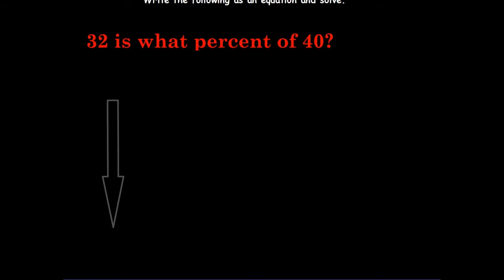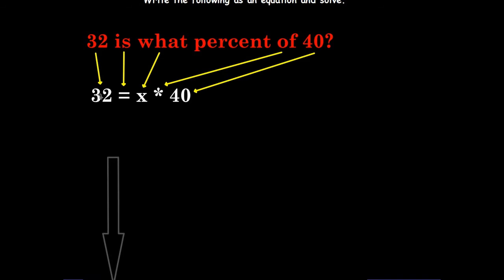Third type of question. Again, all percents, but this time we're actually trying to find the percent. So I have 32 is what percent of 40? Again, I'm just going to rewrite each part in order in an algebraic numerical equation. So I have my little arrows to show you. 32 is that equal sign, what, and remember it's what percent. So I just left that as an x, and at the end we have to remember to turn it into a percent. Of is my multiplication, and 40 here. So 32 equals x times 40.